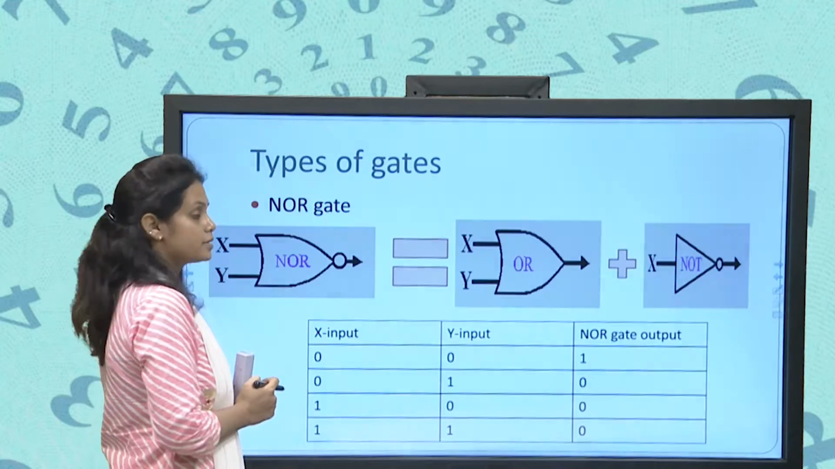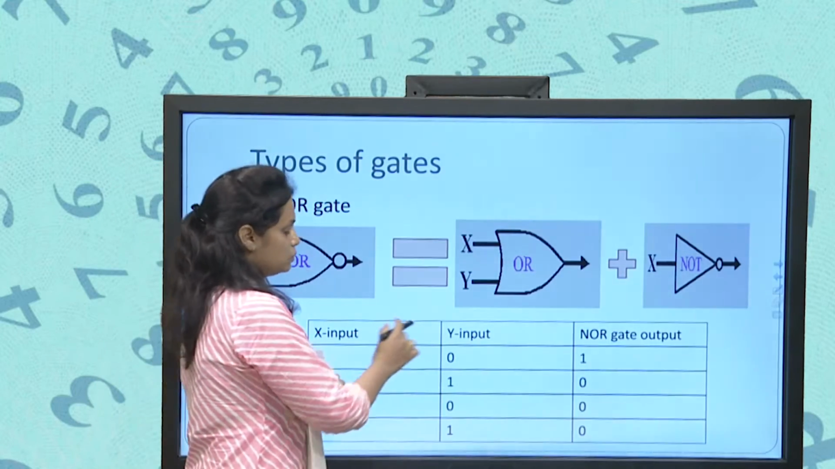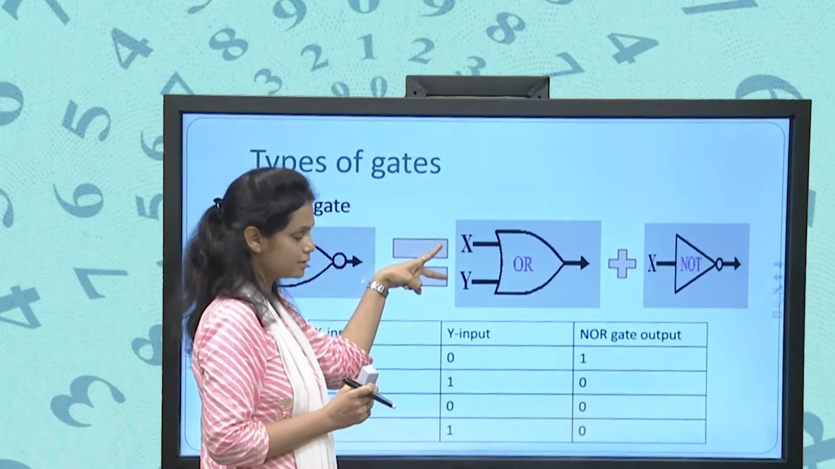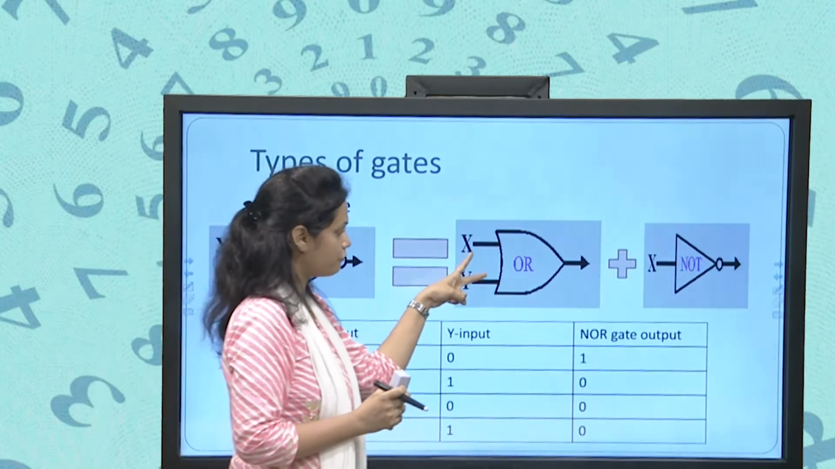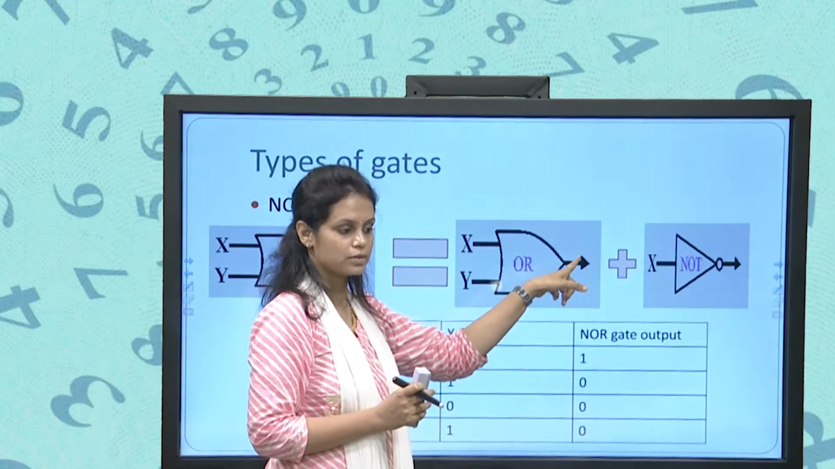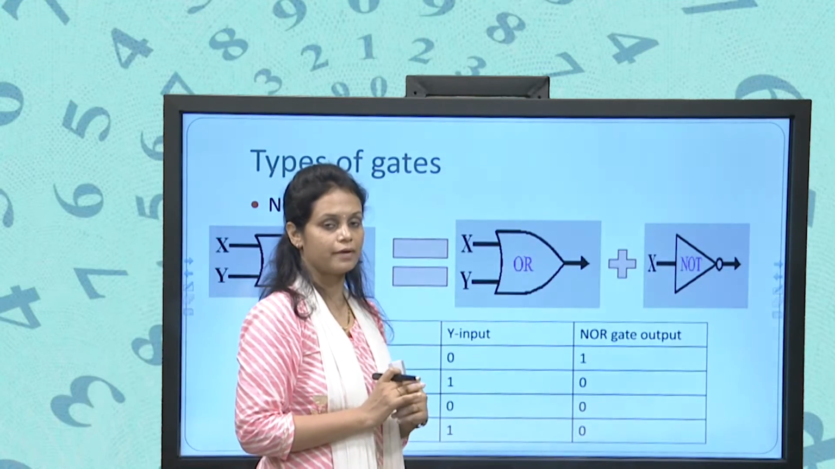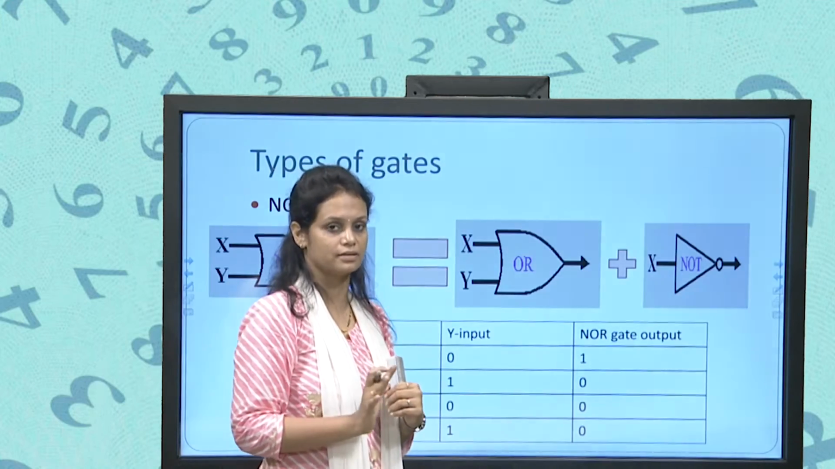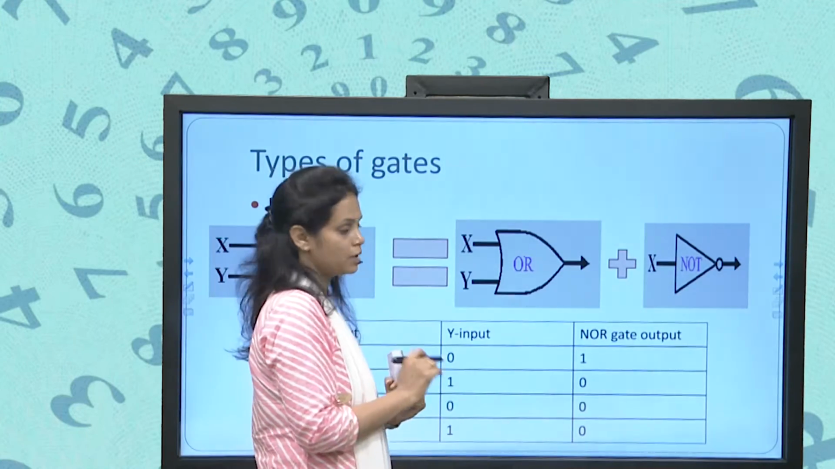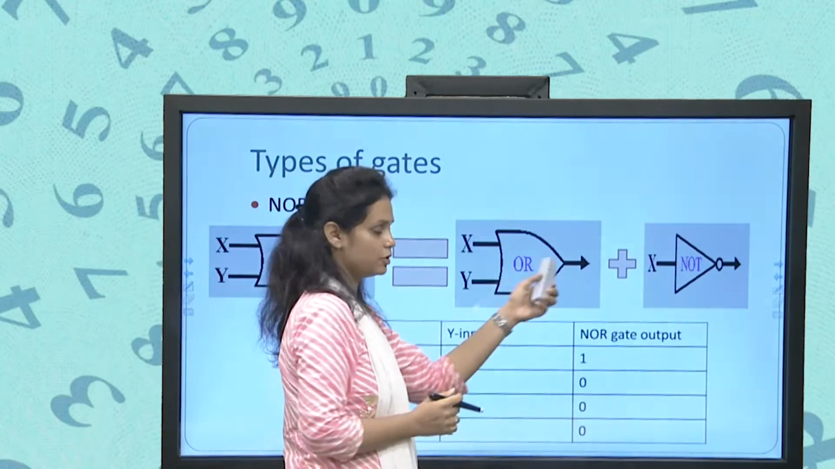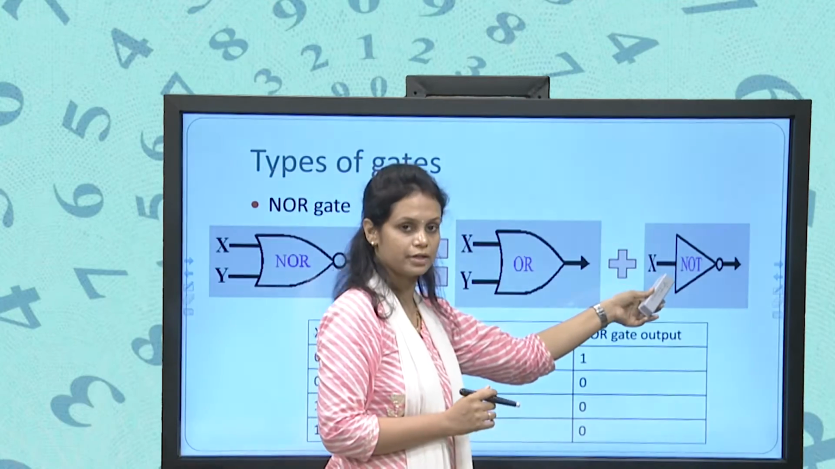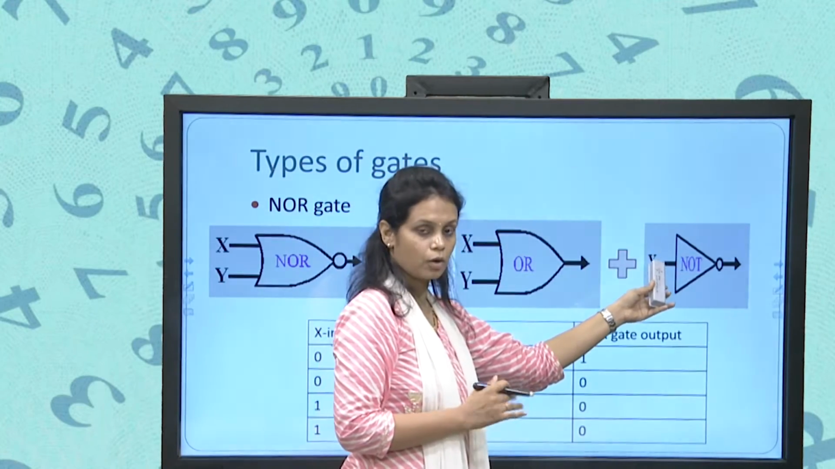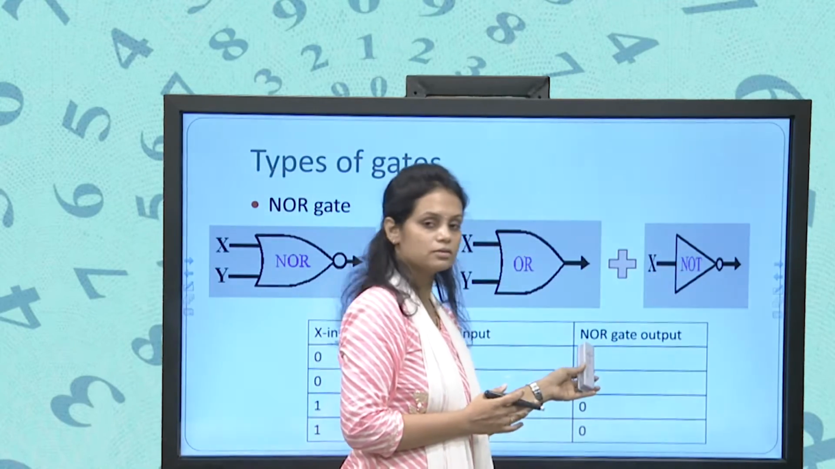Suppose our input is 0 0. The output is obviously 0, because in the OR gate, if at least one of the inputs is 1, then only the output is 1, otherwise it is 0. So here both are 0, so the output of the OR gate is 0. This 0 will be passed over here, and the NOT gate will complement this 0. So the output is 1.